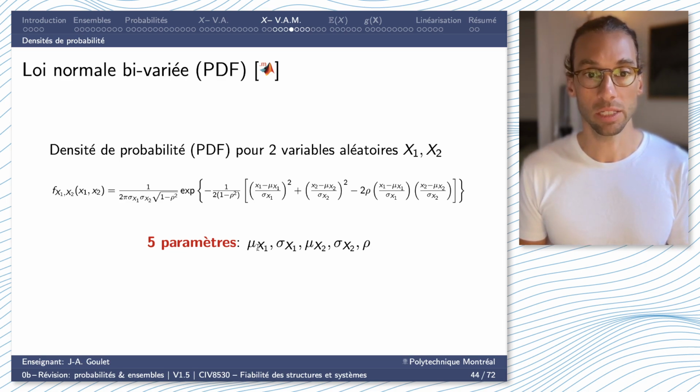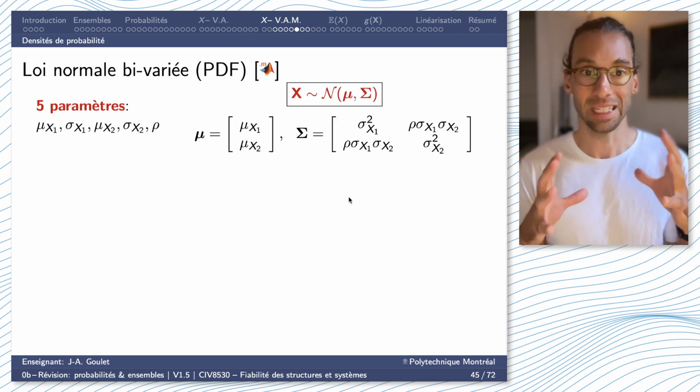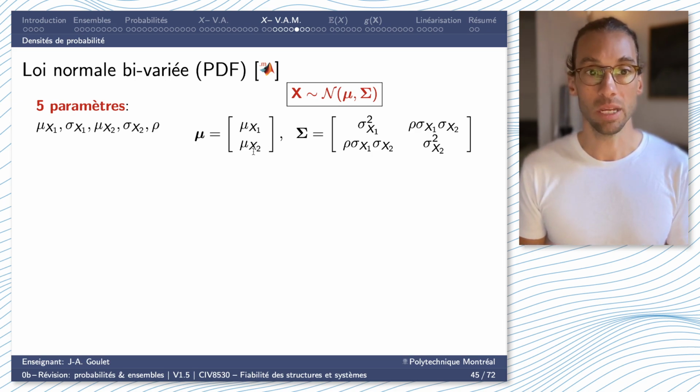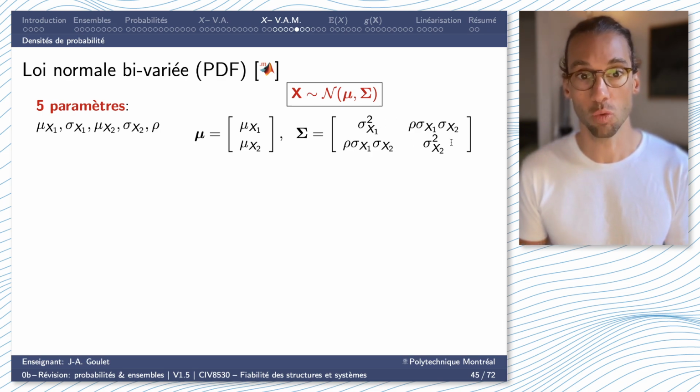What I want you to see here is that we have 5 parameters that define it: the mean for each variable, the standard deviation for each variable, and rho, which we're going to see soon as a correlation coefficient. So these 5 parameters can be assembled in a multivariate domain as a mean vector, which concatenates the mean of each variable, and a covariance matrix, which defines my multivariate Gaussian random variable. In this covariance matrix, I have my standard deviation squares on the main diagonal, and on the off-diagonal terms, we have the correlation coefficient times the pair of the standard deviations.